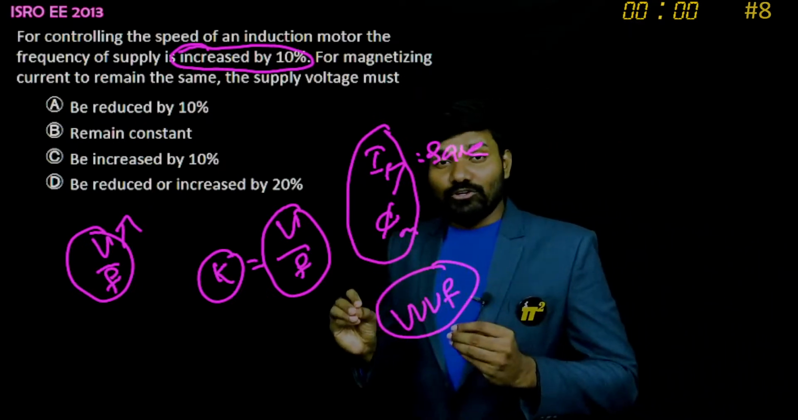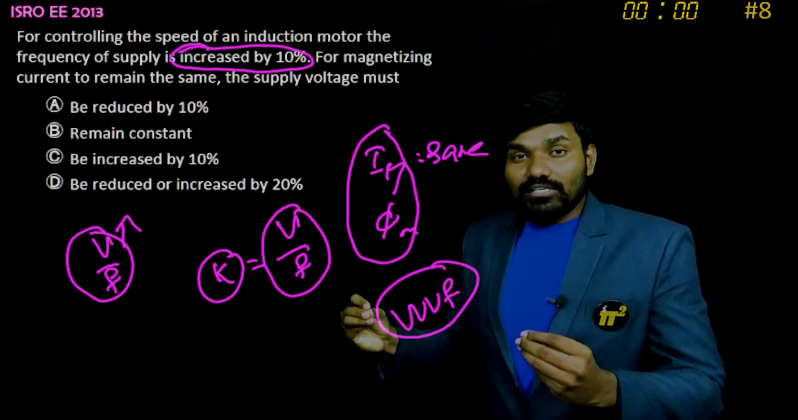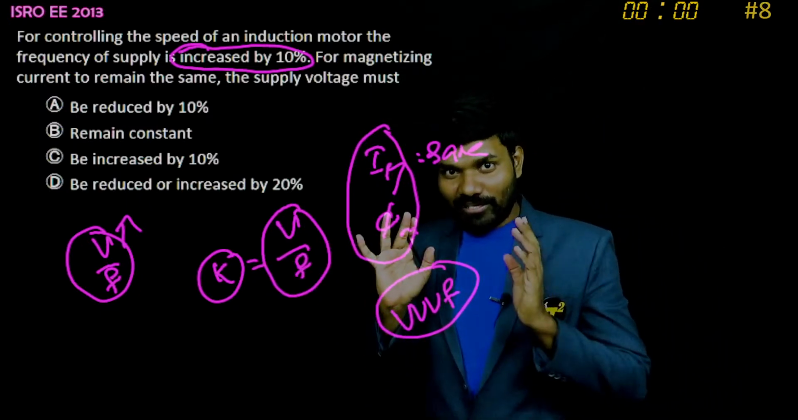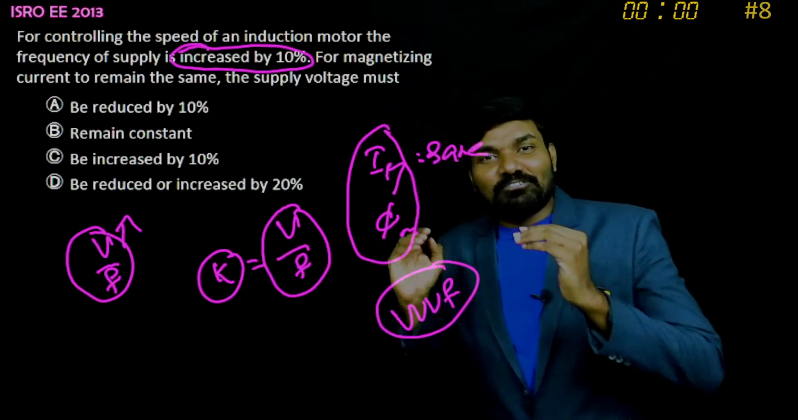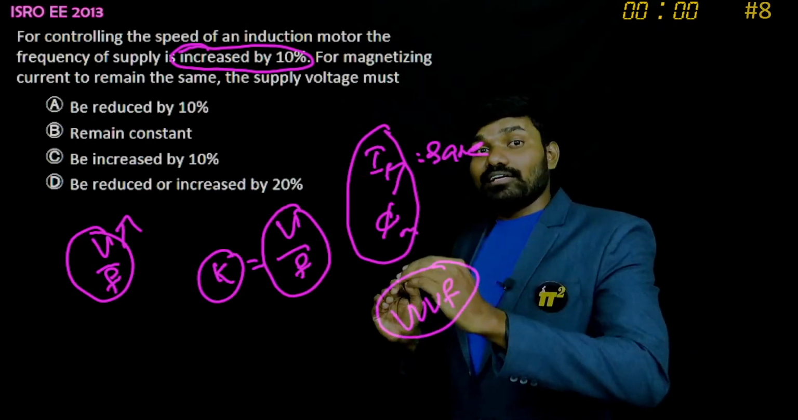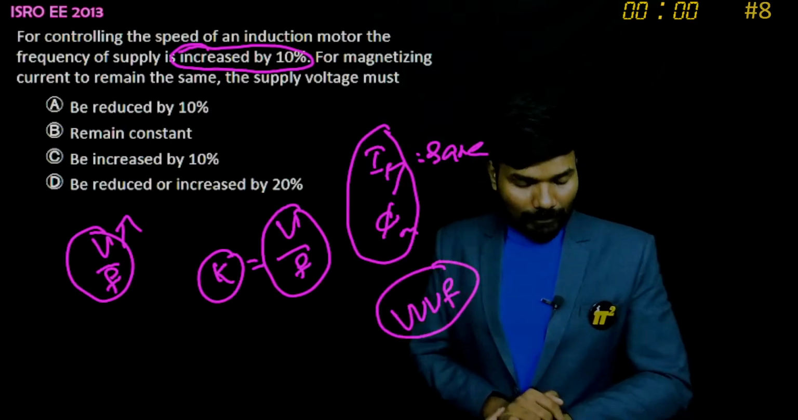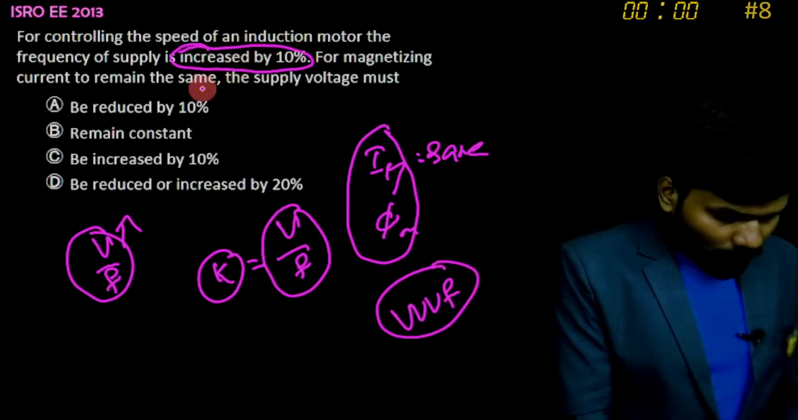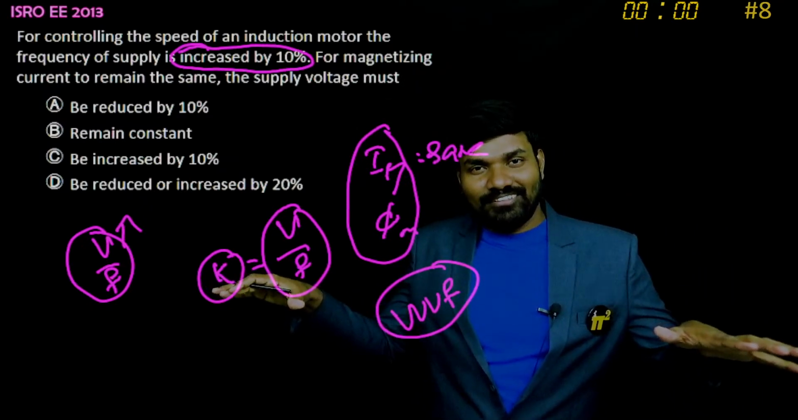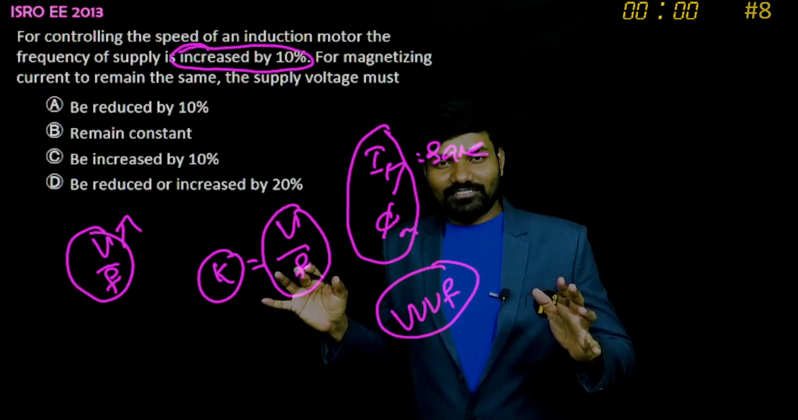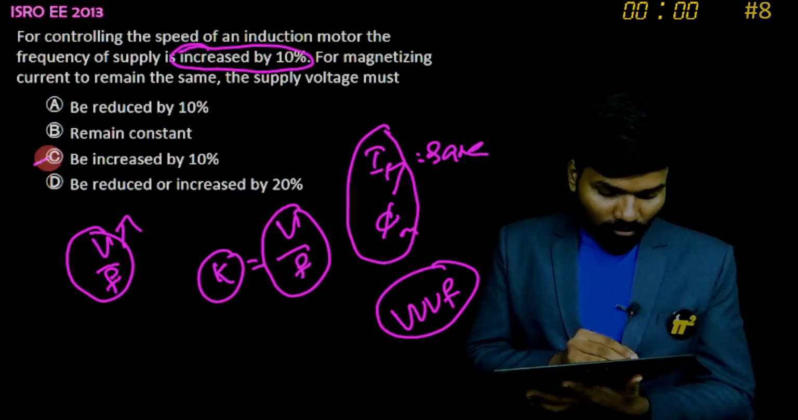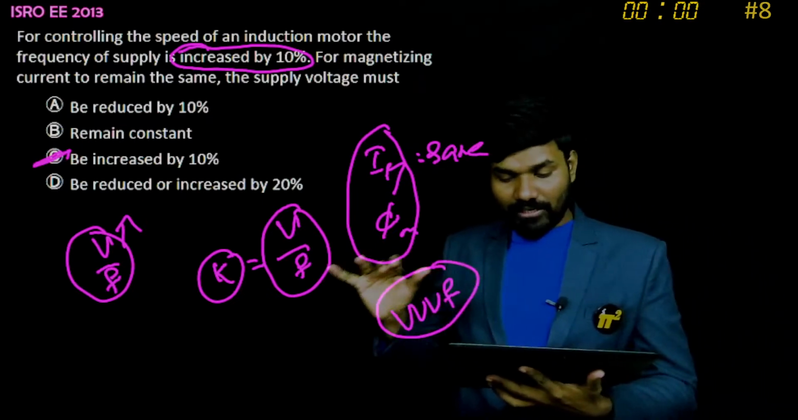Okay, but of course, if that increase in voltage goes beyond rated voltage, the machine will be damaged. You should be careful that when you're increasing the voltage, you should not let the voltage increase beyond its rated value. Okay, here nothing is mentioned. It is said only, I want the flux to be maintained constant. Then simply change the voltage. Increase the voltage in proportion with the frequency. So supply voltage must be increased by the same 10%.